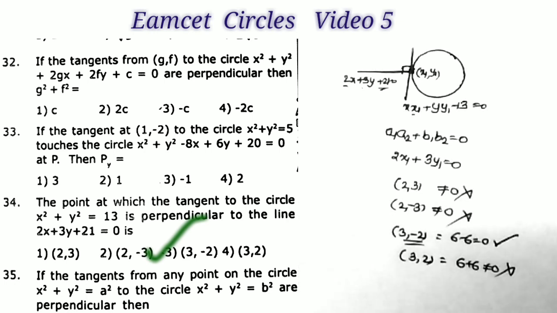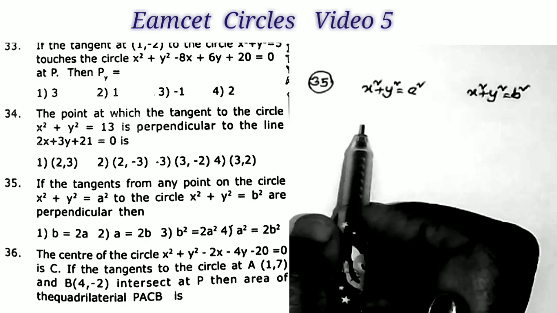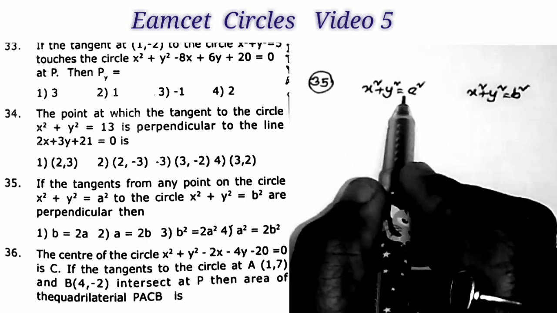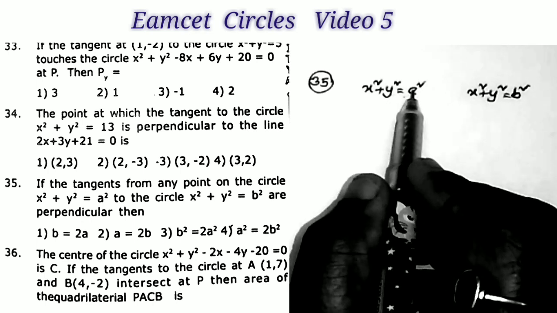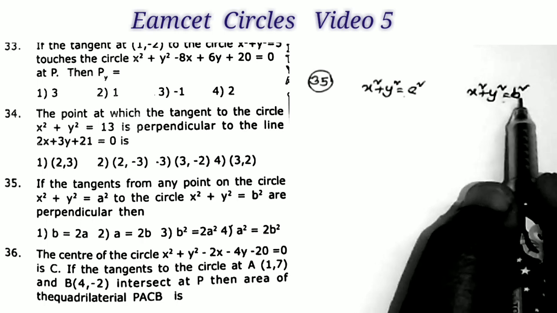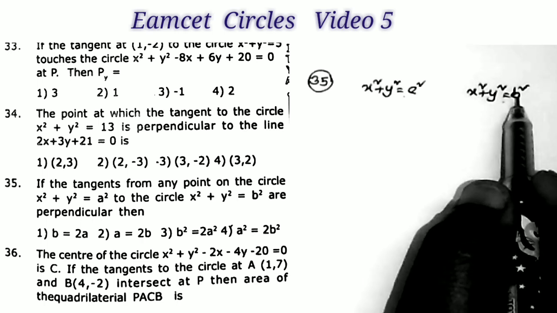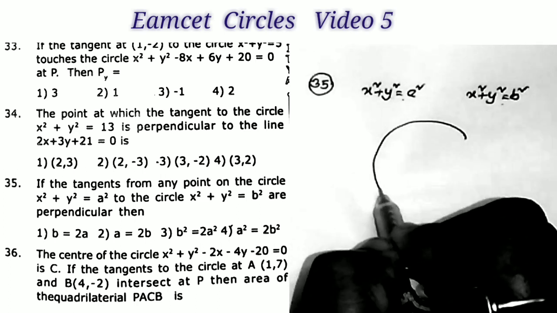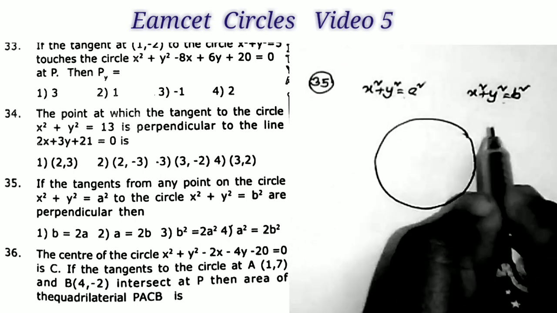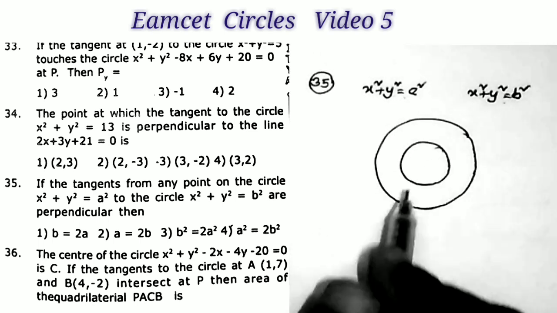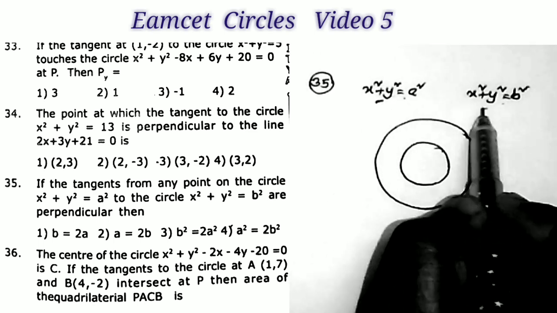Okay, that's all. Next problem, sum number 35. The tangents from any point on the circle x square plus y square is equal to a square to the circle x square plus y square is equal to b square are perpendicular, then what is the condition? Okay, listen. Here two circles are given, and these two circles are concentric circles. That is, both of the circles have the same center, which is (0, 0).